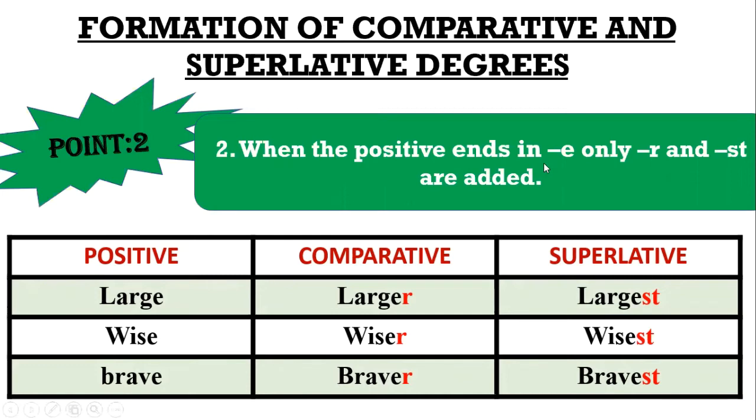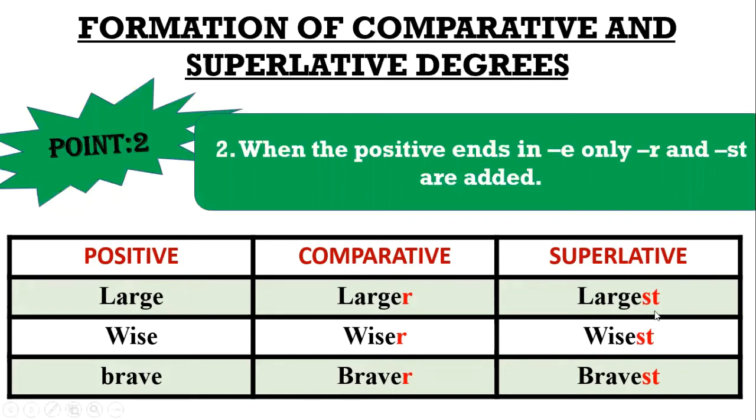When the positive ends in E, now these are the positive words, L-A-R-G-E, W-I-S-E, B-R-A-V-E, everything is ending with E. Whenever the word is ending with E, for comparative, you'll just add R. You won't add ER again. You'll have to just add R for comparative. So it becomes larger, wiser, braver. Next point. ST are added for superlative degree.